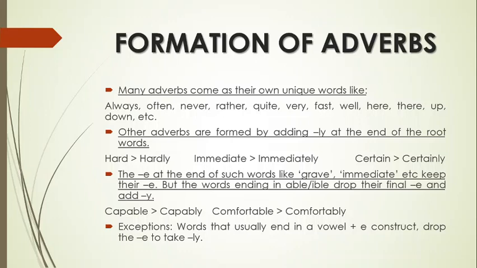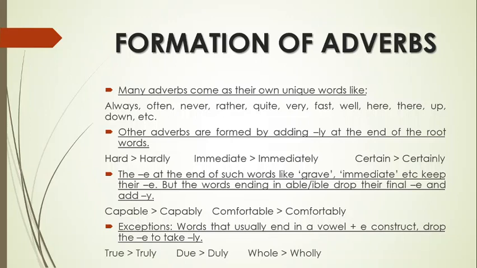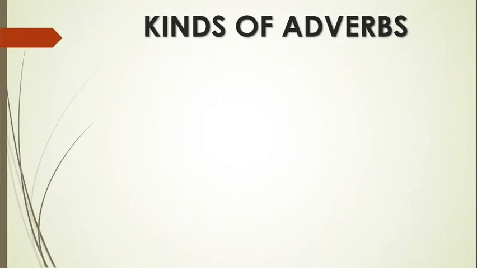However, there are exceptions to all rules. So here too we have exceptions, like words that usually end in a vowel and e construct drop the e to take ly. Note the keyword usually. This generally happens, but again some exceptions might be there. For example, true, vowel plus e, truly. Due, vowel plus e, duly. Whole, in this case, see the exception. It also becomes wholly.